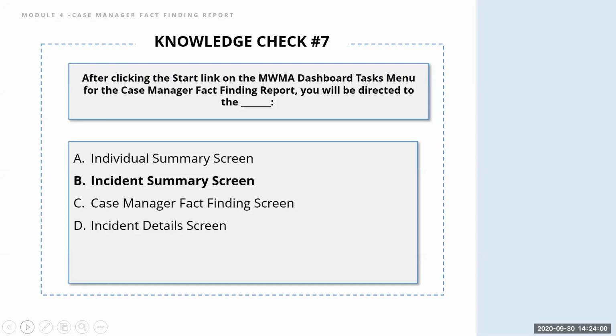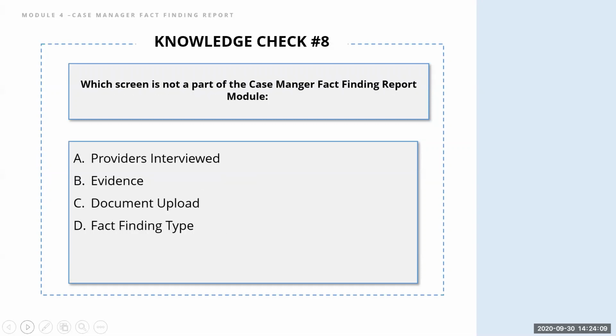And that correct answer is B, Incident Summary screen. So it looks like quite a few of us got that right. Great, we'll go ahead and stop sharing results at this point, and we'll bring up our next question.